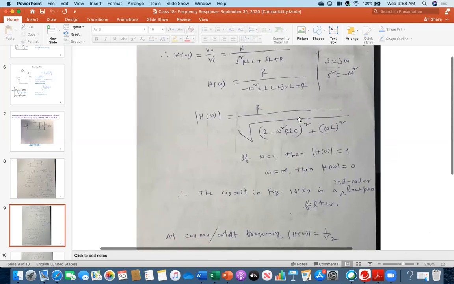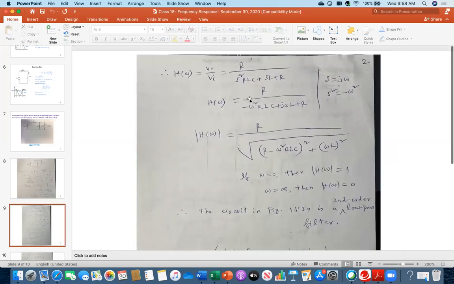So therefore, everybody say V naught over Vi. But in the denominator, you look, there is S square: S square RLC plus SL plus R. Now, as you see, I simplified, I started using the Laplace operator, but then I have to go back to the omega domain. I have to express in terms of frequency. That's why, again, I am going back.